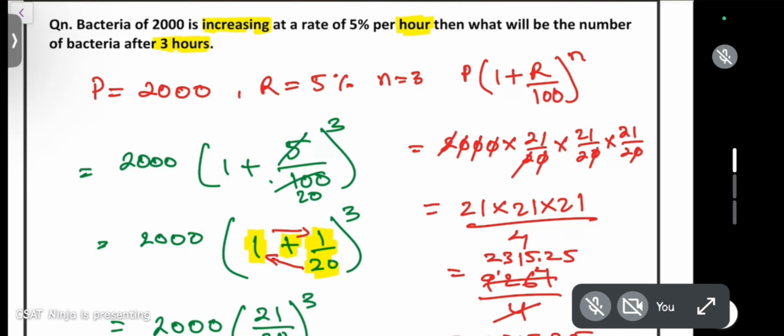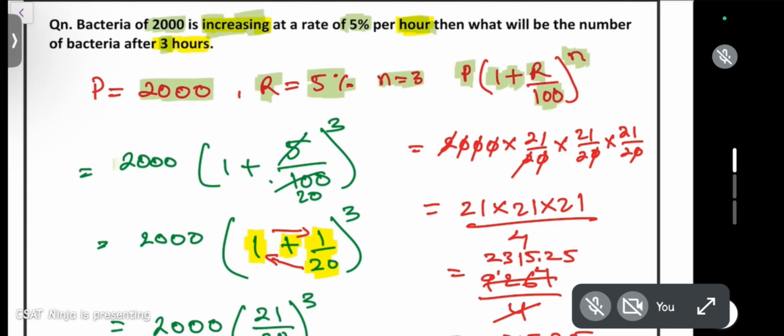So I'll repeat again. The question is this: the initial population of the bacteria was 2000. So P is nothing but 2000, and it is increasing at a rate of 5%. That means R is nothing but 5%. We are talking about the rate in terms of hours, and we have to find after 3 hours. So N is nothing but 3 hours. The formula is P into 1 plus R divided by 100 to the power N. N means time. Now why plus here? Because we are talking about increasing.